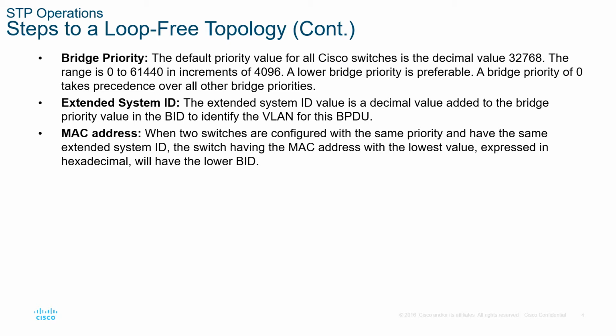The extended system ID is by default VLAN 1. And then the MAC address, so switches have a MAC address. Usually when you have, say, 3 switches, they all have the same priority number if you did not configure it. And the basis for whichever switch will become the root bridge is the one that has the lowest MAC address.